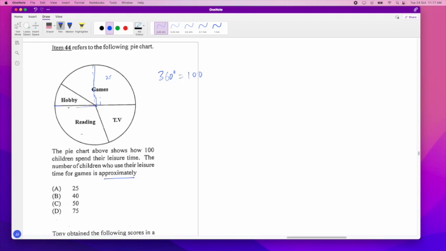So that means a half of the 100 will be 50. That's this whole area. So this number will be somewhere between the 25 and the 50. Is there anything here between 25 and 50? 40. That's the only thing between 25 and 50. So it had to be 40.